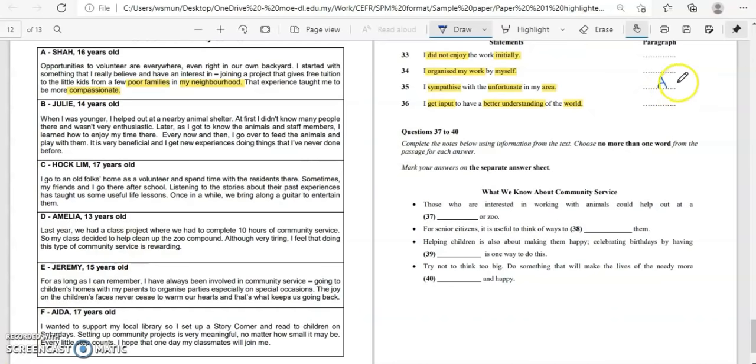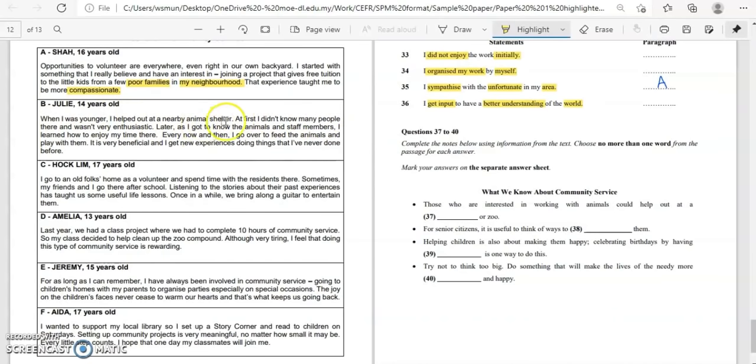Take note here in this task, you just need to write the alphabet of that paragraph. You don't have to write the name of the teenager, or you don't even have to write the age of the teenager. Just write A will do. Continue with the next one.